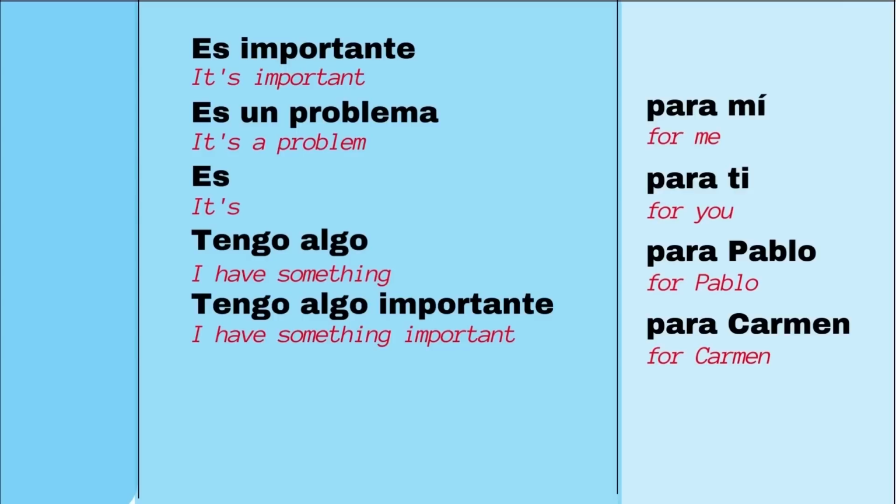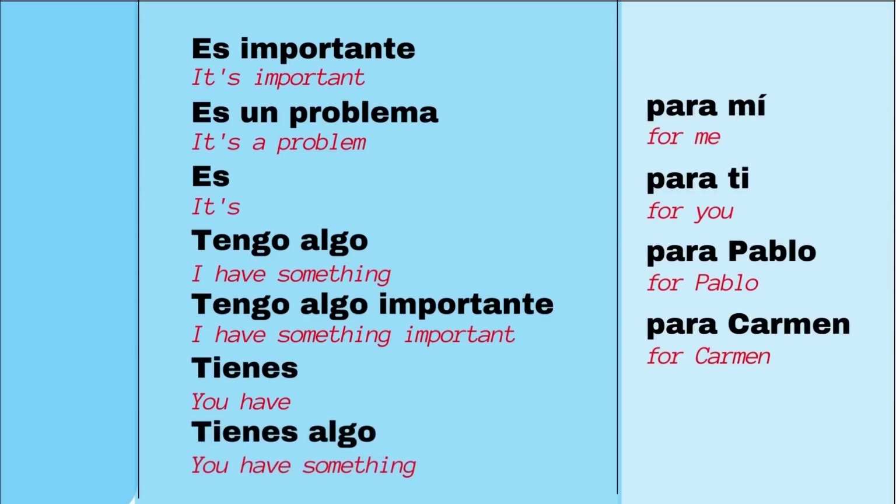Okay, let's add tienes. Now, tienes is you have. So we could say tienes algo. What would it mean if I said tienes algo para mí? You have something for me.